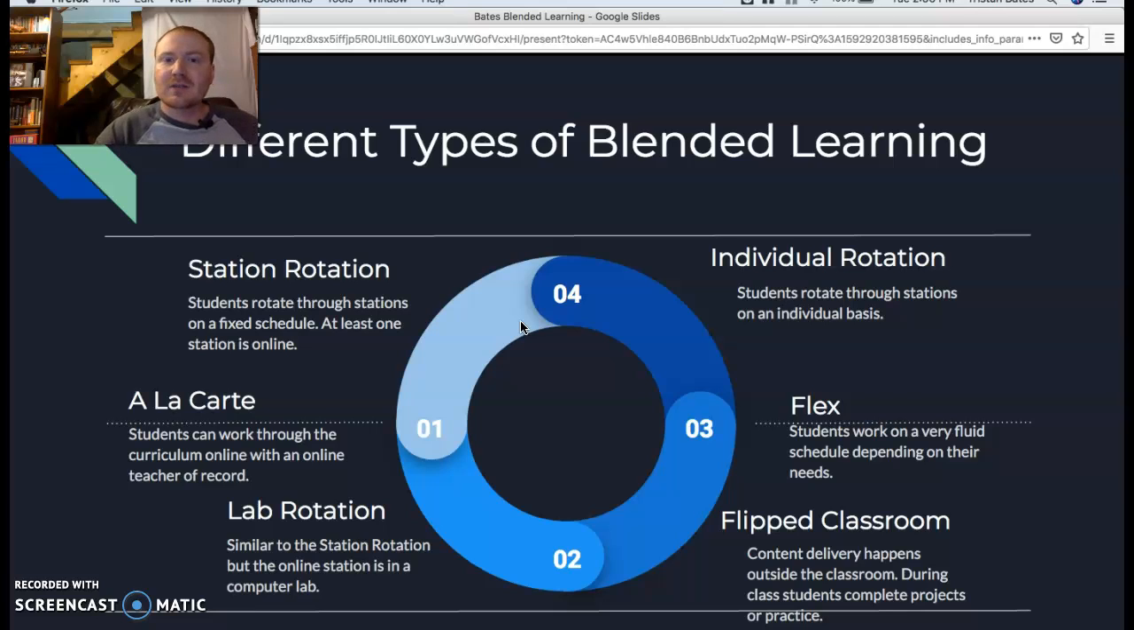So there's a whole bunch of different types of blended learning. They all have different pros and cons to them. And again, depending on the situation, you might find one type to be better than the other types.